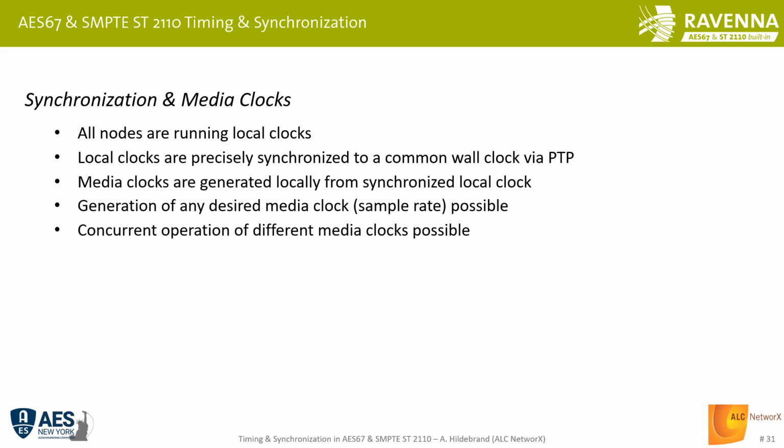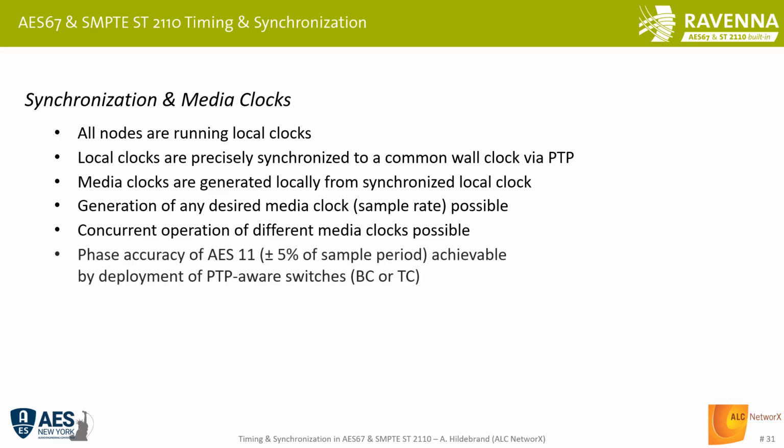So that makes it possible to have concurrent operation of different media clocks at the same time on the same network, even if, of course, a 44.1 signal cannot be processed by a 48 kilohertz device. But I can run different 48 kilohertz streams, different 44.1 kilohertz streams. I can run video signals, which are usually running at a 90 kilohertz clock, all concurrently on the same network, all generating their media clocks from one reference time from the wall clock device.